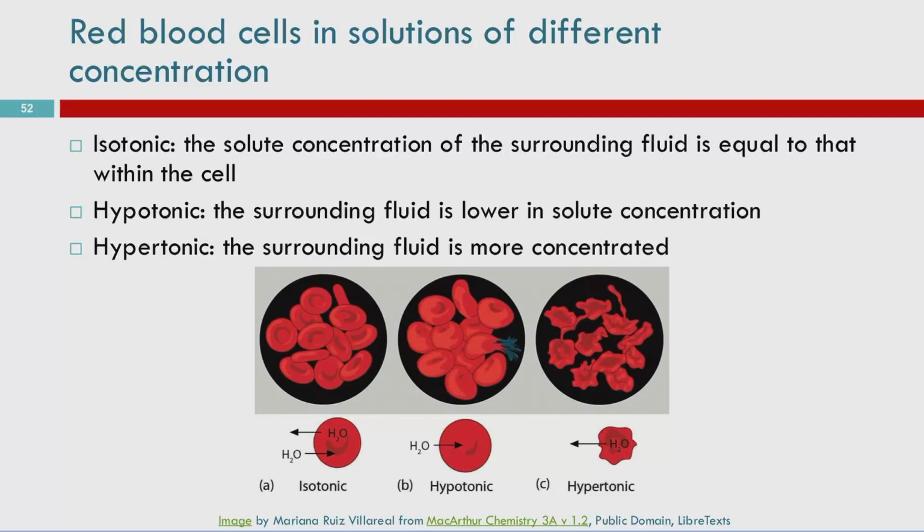So we've got 3 words related to osmosis. Isotonic, tonic just meaning the concentration. So iso meaning it's the same. An isotonic solution is the same concentration. Hypotonic, like hypodermic needle or hypochlorite, less than. The surrounding fluid is lower in concentration. We also have hypertonic, where the surrounding fluid is more concentrated, or a higher concentration.